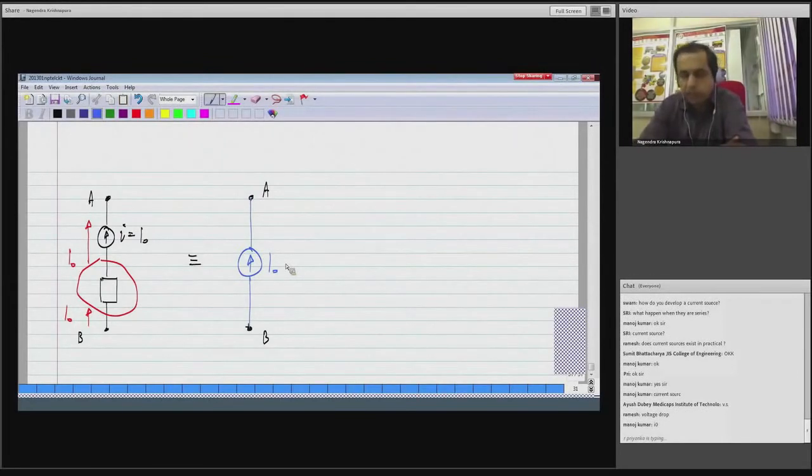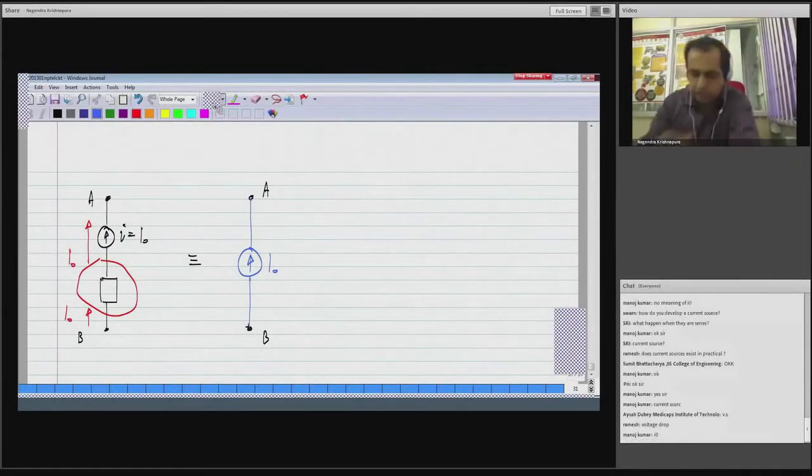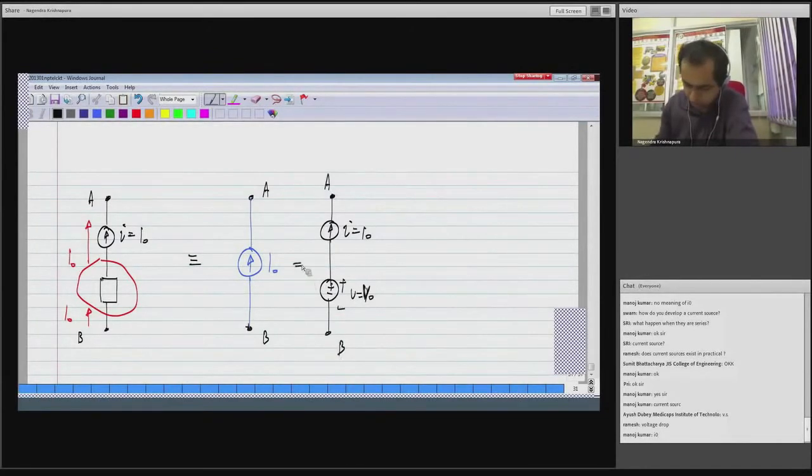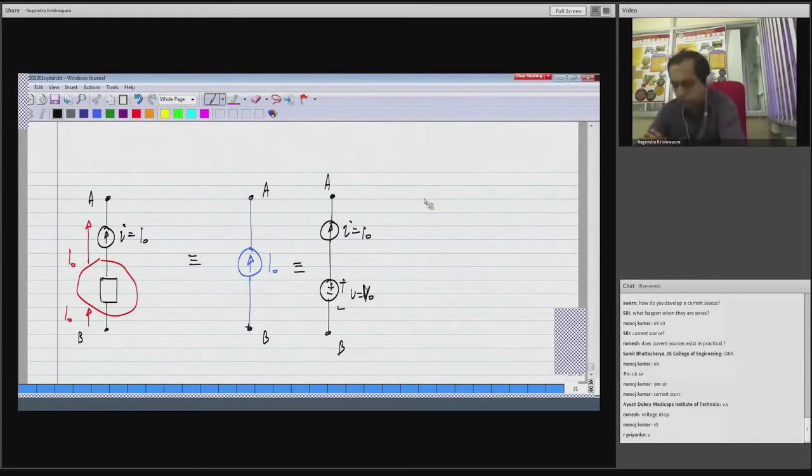So as far as the terminals A and B are concerned, an ideal current source in series with something will look exactly like a current source. And this also applies if you have a current source and a voltage source in series. The equivalent is a current source. Just like when we had a current source and voltage source in parallel, the equivalent was a voltage source. Okay. So is this clear?